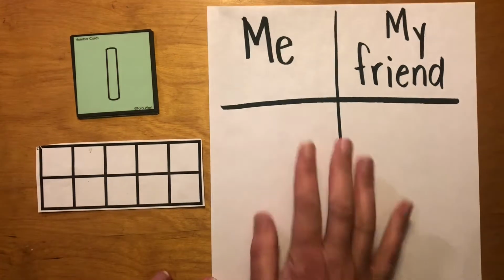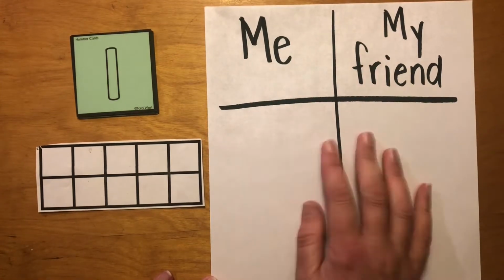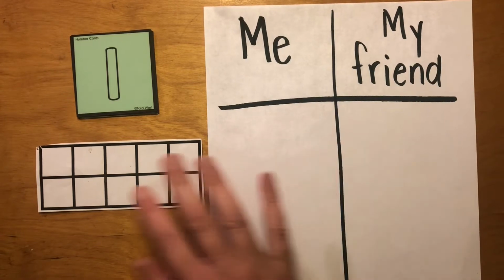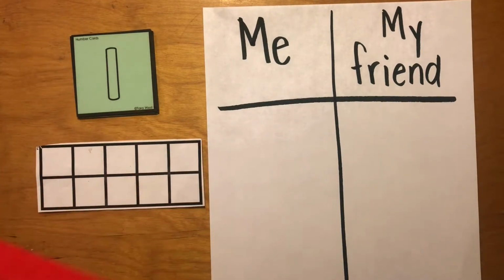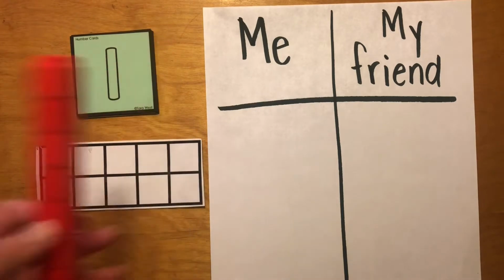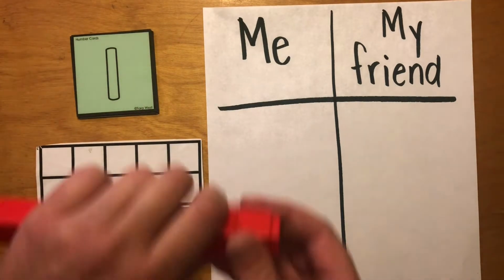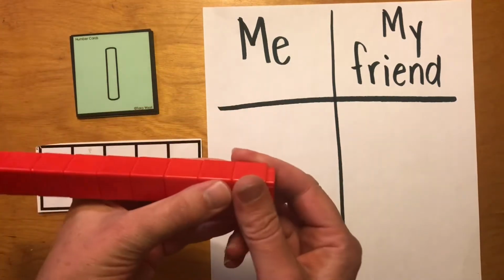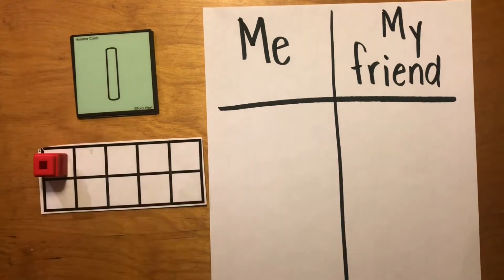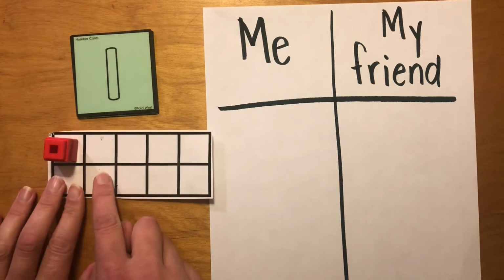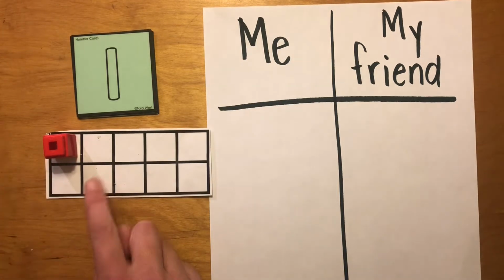I have this chart that says me and my friend, and I'm going to show you how you can divide those numbers up. And I have some cubes that we're going to use to represent the number here. So we're going to start with the number 1. If I've got my stick of 10 cubes, I'm going to put 1 cube to represent 1, right there on my 10 frame.